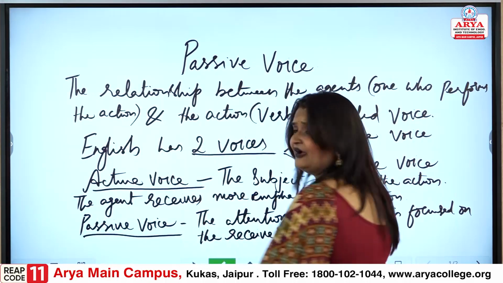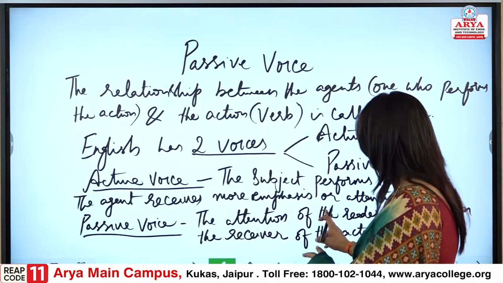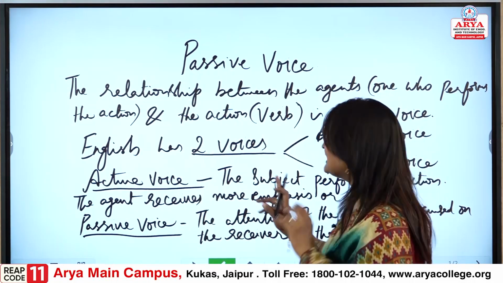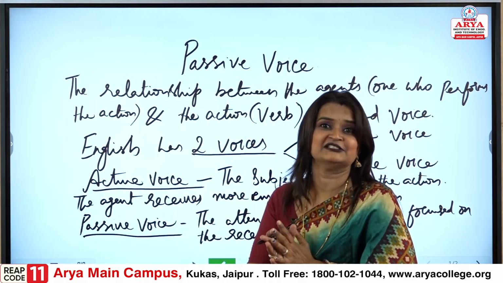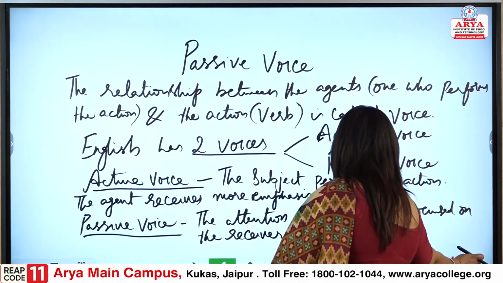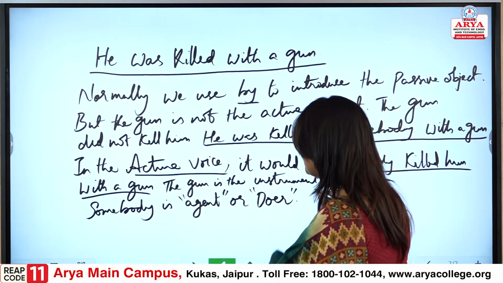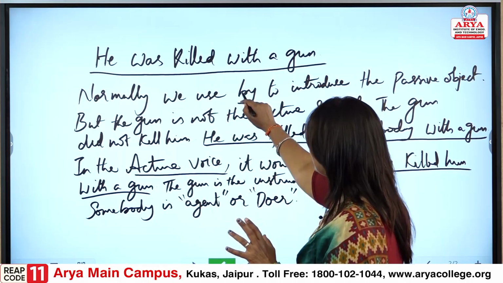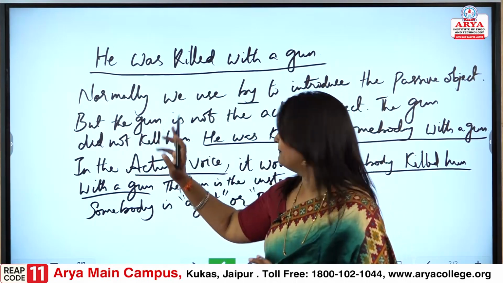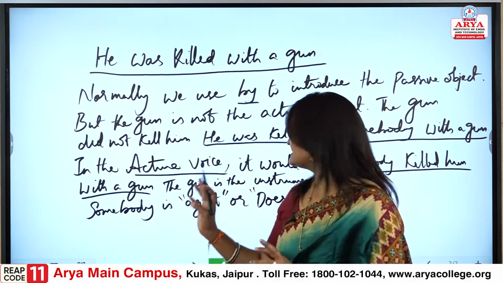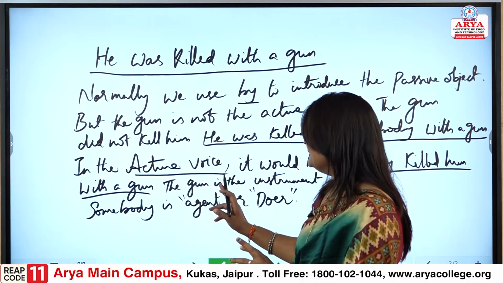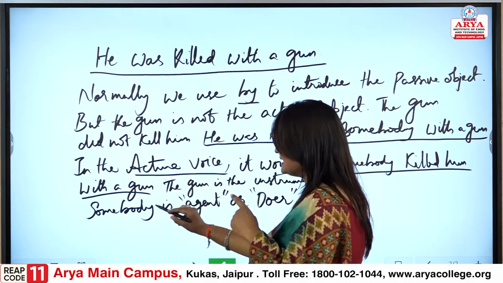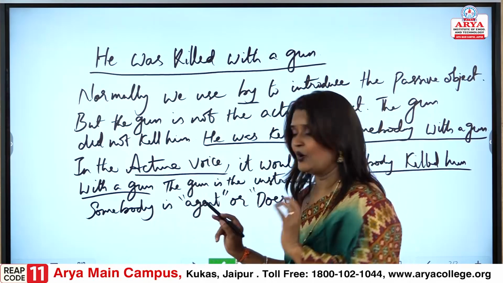So again, when we are looking into the passive, the attention of the reader is focused on the receiver of the action. Here, somebody: he was killed with a gun, but the action was done by that somebody. Somebody killed him with a gun, fine, and that somebody is the agent or the doer.